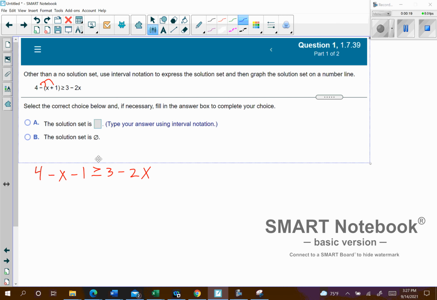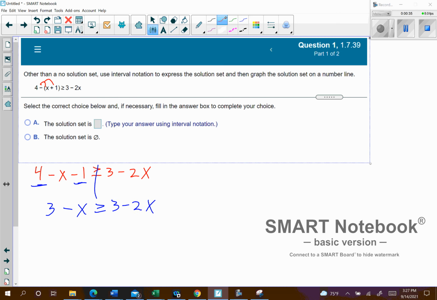And then the next thing we'd want to do is combine like terms on the left side. So you have a 4 and a minus 1. You can consolidate that to a 3. Then we have minus x is greater than or equal to 3 minus 2x.